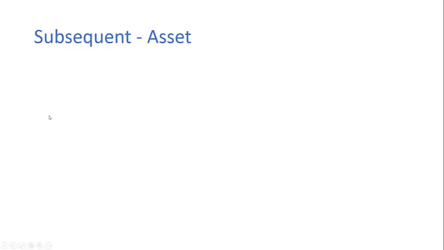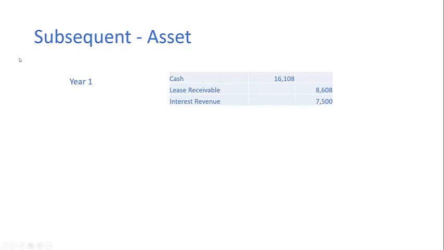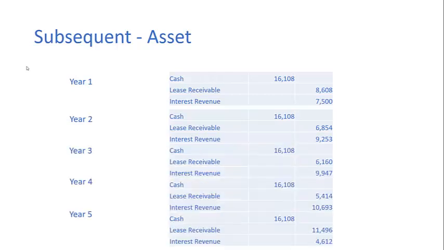What about subsequent to that initial recognition? Well, in year one, they'd recognize cash being received of $16.1 million. And they'd have to allocate that between interest and principal. Interest revenue of $7.5 million, and the balance being a reduction in the lease receivable balance. And you go through the same process in years 2, 3, 4, and 5. And once again, these are just coming straight out of the table.